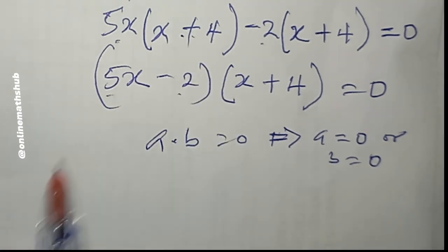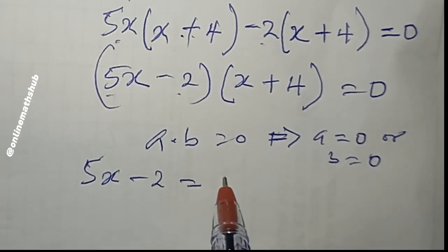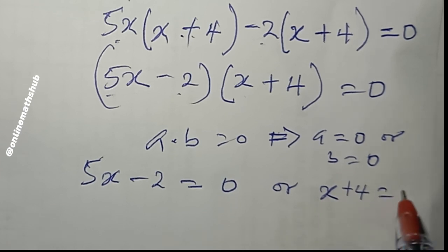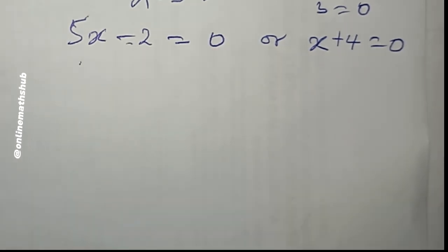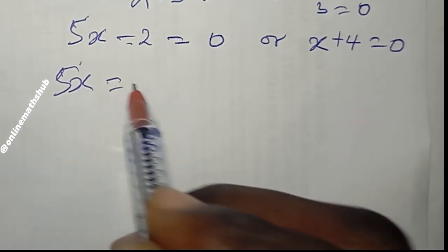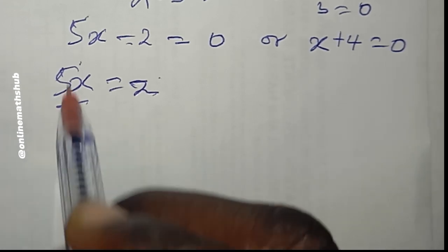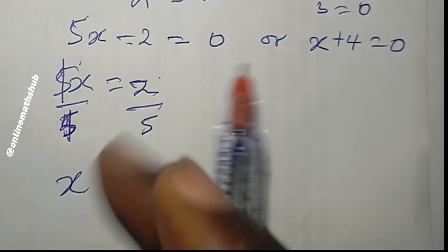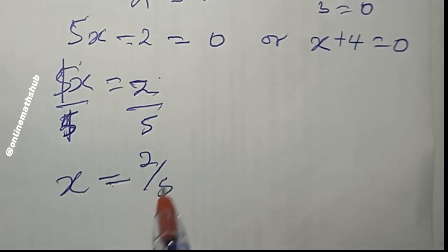Okay, so I'm going to take the first case, which is this one. 5x minus 2 is equal to 0, or the second one here, x plus 4 is equal to 0. Okay, so if I pick the first one right here, I'm just going to move this minus 2 to the right hand side, so that I have that 5x is equal to positive 2, and then I can go ahead to divide through by the coefficient of x, which is 5 in this case. Okay, and obviously you can see from this one that x is equal to 2 over 5.